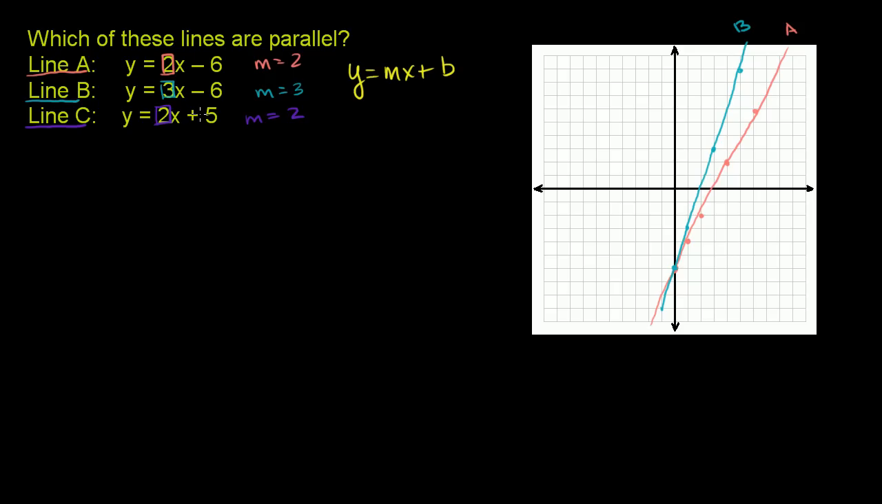The y-intercept is 5. So 0, 1, 2, 3, 4, 5. The point 0, 5 is the y-intercept. And its slope is 2. So if you increase by 1 in the x direction, you're going to go up by 2 in the y direction. If you decrease by 1, you're going to go down 2 in the y direction. You're going to have a bunch of these points.